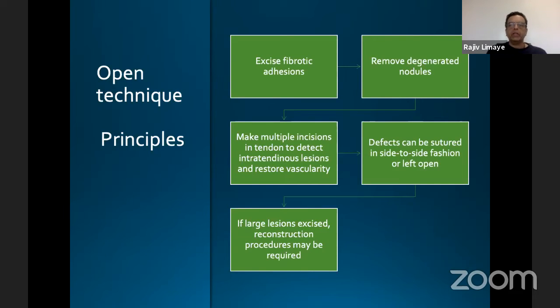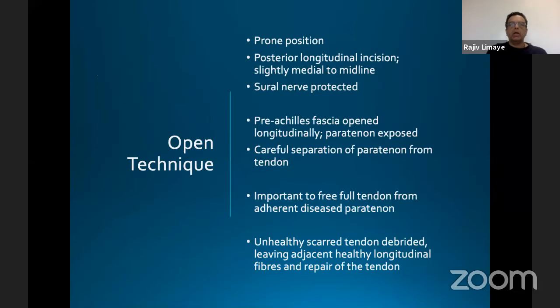The open technique can be done with the patient in the prone position, through a posterior longitudinal incision, slightly posteromedial, hence the sural nerve is protected. The pre-Achilles area is exposed by opening the fascia, the paratenon is exposed, and then the stripping of the tendon is done from the anterior side. Sometimes a small area of the tendon itself is excised to decompress and debulk the tendon.